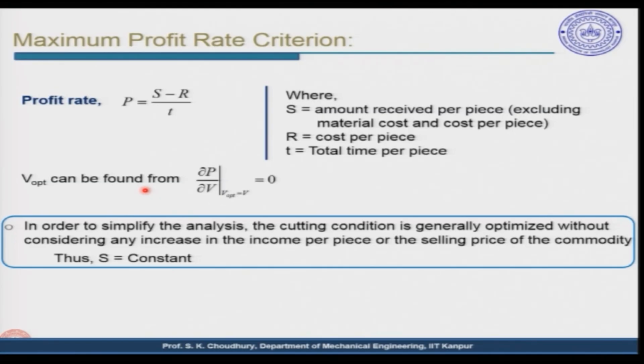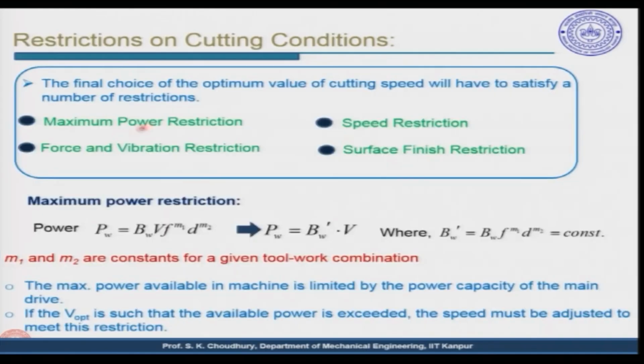Now, once we have got these values of V optimum, it is not necessarily true that we would be able to use them. There are certain restrictions: maximum power restriction, speed restriction, force and vibration restriction, surface finish restriction. Just to give you an example, for the maximum power restriction, power can be calculated by the constant Bw, V is velocity, feed and the depth of cut, with Bw, m1, m2 constants. Now, say the power required for the machining is Pw.